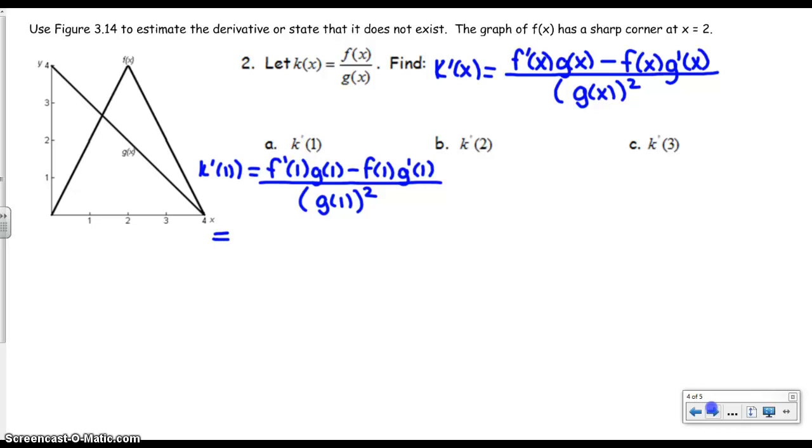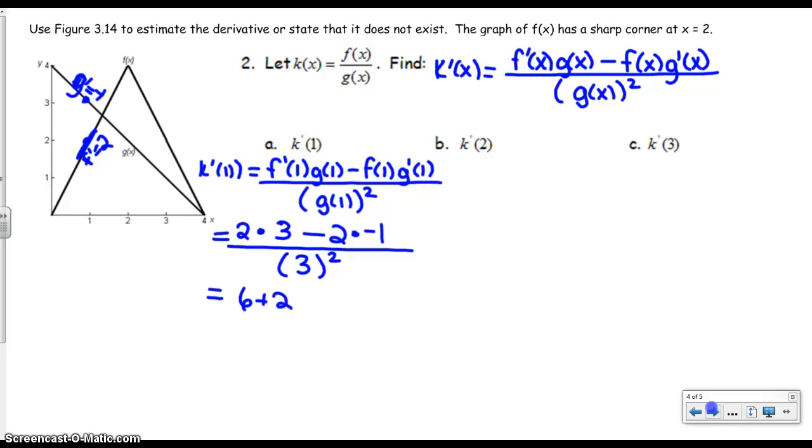Now, a lot of these values we already read off when we did the product rule. If you remember, f of 1 was 2, so we're going to plug in a 2 for f of 1. g of 1 was 3, so we're going to plug in a 3 for g of 1. And then the derivatives, again, the derivative of f at 1 was 2, so f prime was 2 here. And the derivative of g at 1, g prime of 1, was negative 1. And then it's just a matter, again, of doing arithmetic to clean it up. So on the top, we have 6 plus 2 over 9, which gives us 8 over 9.